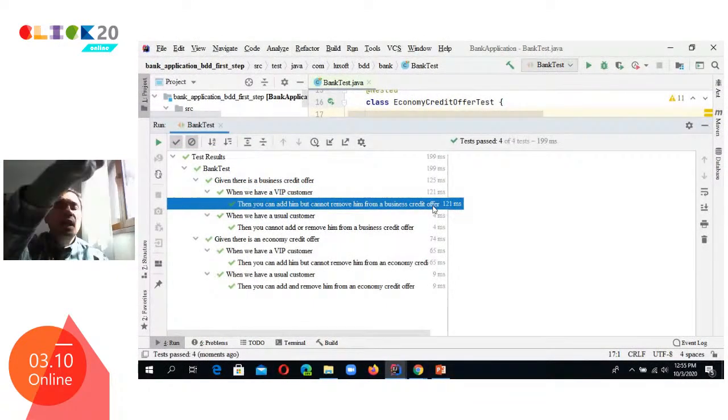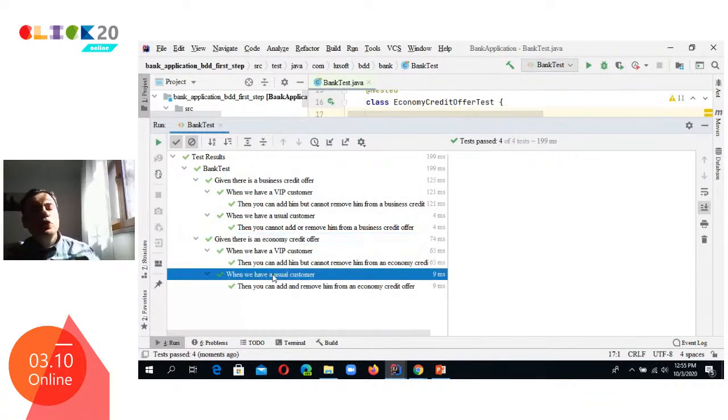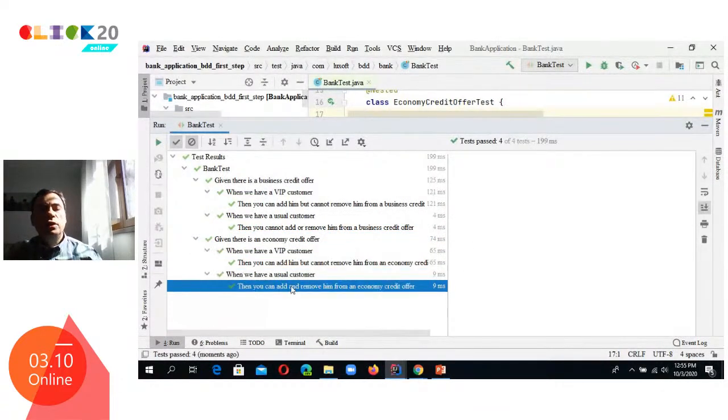This is exactly one of the scenarios that we were providing, and this is one way the communication between the business analyst and the developer is made. Or here, given there is an economic credit offer, when we have a usual customer, then you can add and remove him from an economic credit offer.